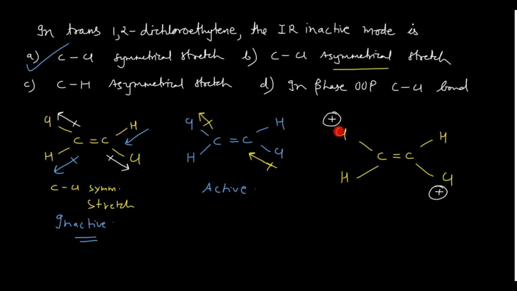So when this happens, both will come closer, right? Due to this, this will come up, this will also come up, both will come closer. In that case, again the dipole moment would change. So this would also be active. So in all the cases, you see this is active, this is also active, and this is also active. But the first one is the inactive mode, which the question is asking.